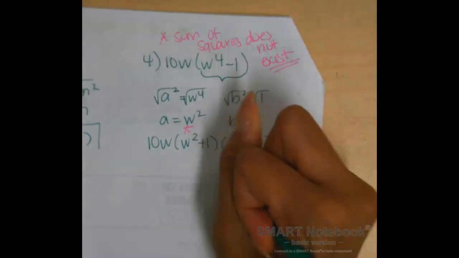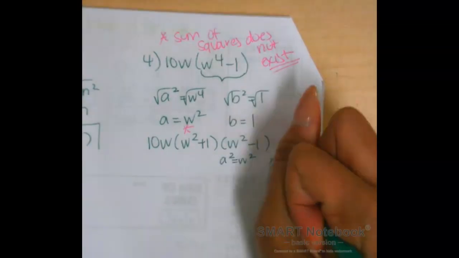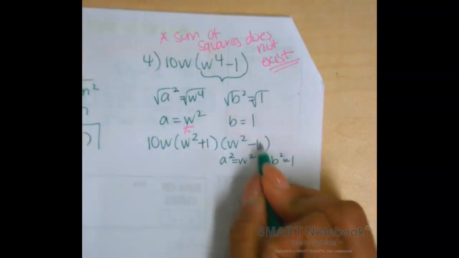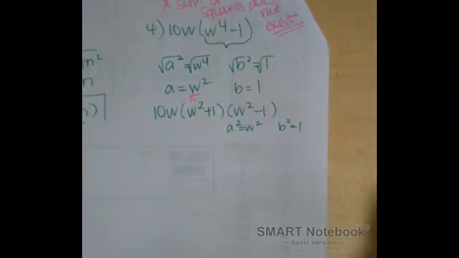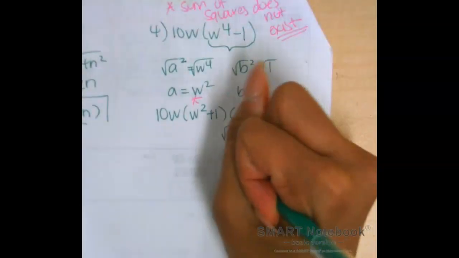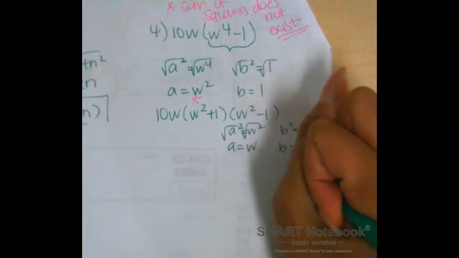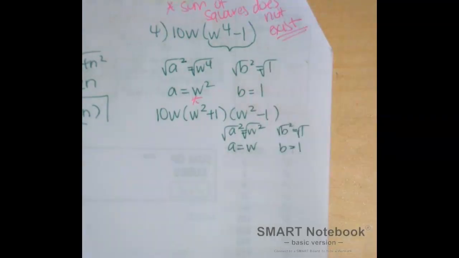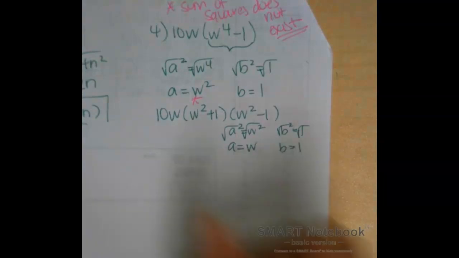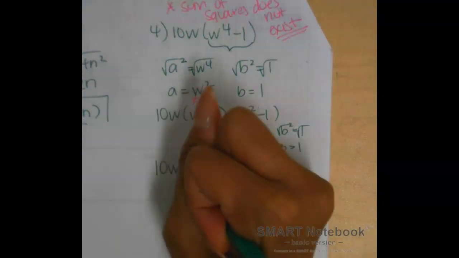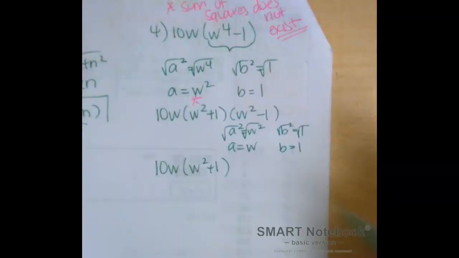So let me do the a squared is equal to w squared. b squared is equal to 1. I'm just simplifying this a little bit further. Well, if I simplify that further, that's going to give me w. And when I square root 1, I'll just get 1. So Rua, give me my final answer. I know I'm going to have the 10w, parentheses, w squared plus 1. What's the rest of it, though?